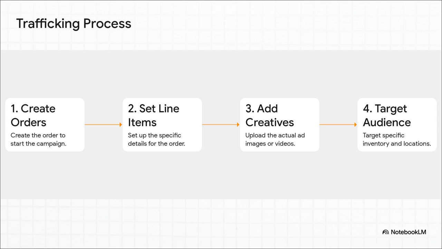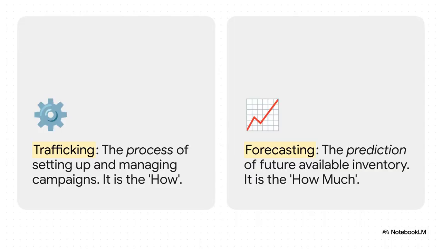Now, it's also really important we don't mix up trafficking with another key idea, forecasting. Think of it like this. Trafficking is the how. It's the act of putting the poster on the billboard. Forecasting is the how much. It's about predicting how many people are likely to drive by that billboard in the future. And why does that matter so much? Well, a publisher never wants to sell more ad space than they actually have. Forecasting helps them avoid promising an advertiser 1 million views when they might only get half that.